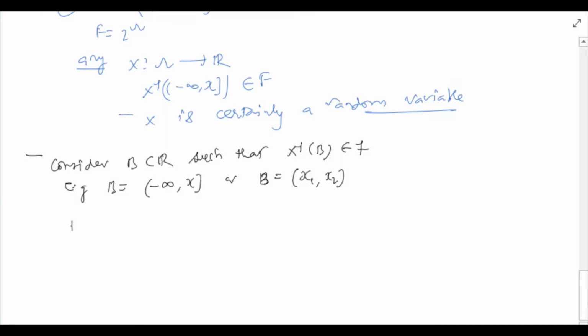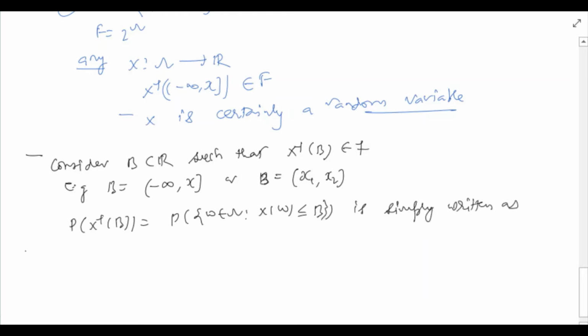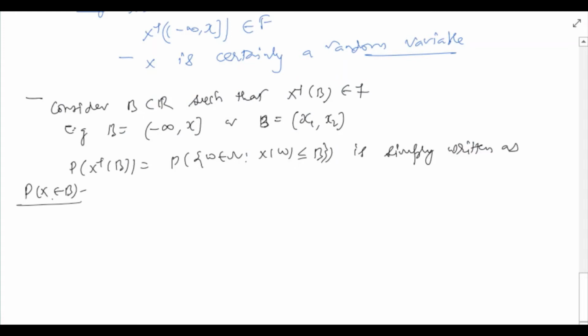In this case, the probability of the pre-image, that is the probability of X inverse B, or the probability of the set of small omega in capital Omega such that X(omega) is an element of B, is often simply written as probability of X in B. So whenever we see a notation probability of X being an element of a set B, we should understand that it means the probability of the pre-image of B. Let us see an example.